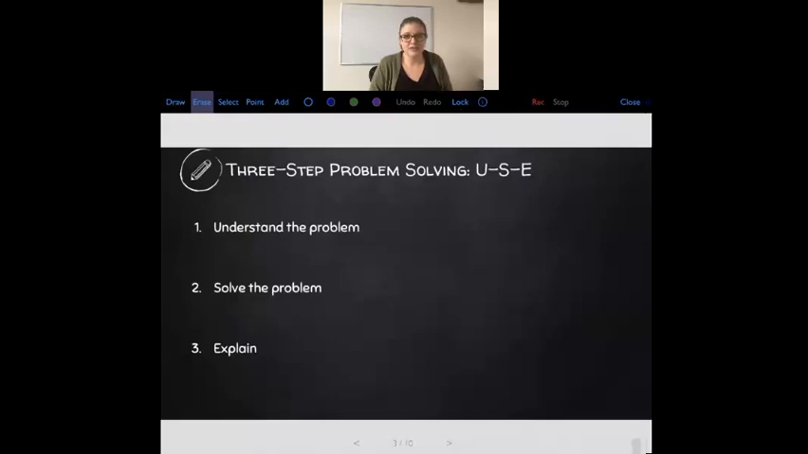Understand the problem means understand what information is given, understand what you're being asked to do, and in that I would say that in this step you should also start forming a strategy as to how you're going to solve the problem. Step 2 is you apply that strategy to solving, and in step 3 you explain, does your answer make sense within the context of the problem?